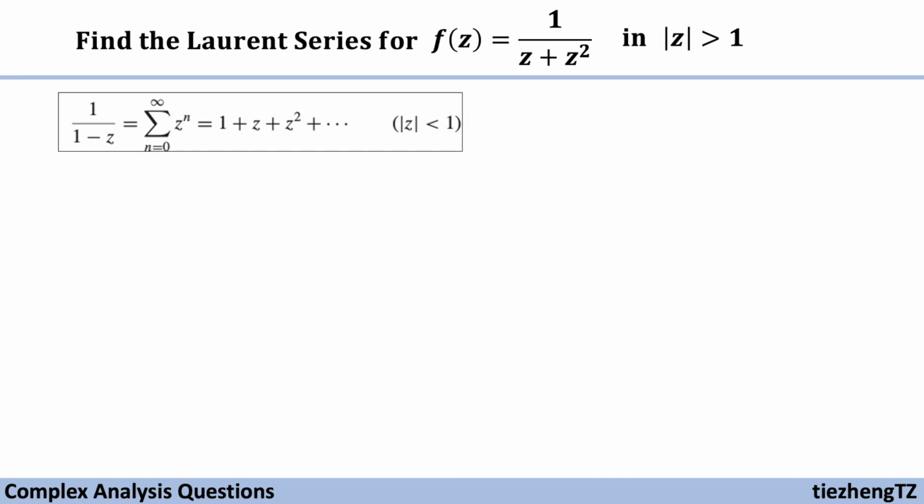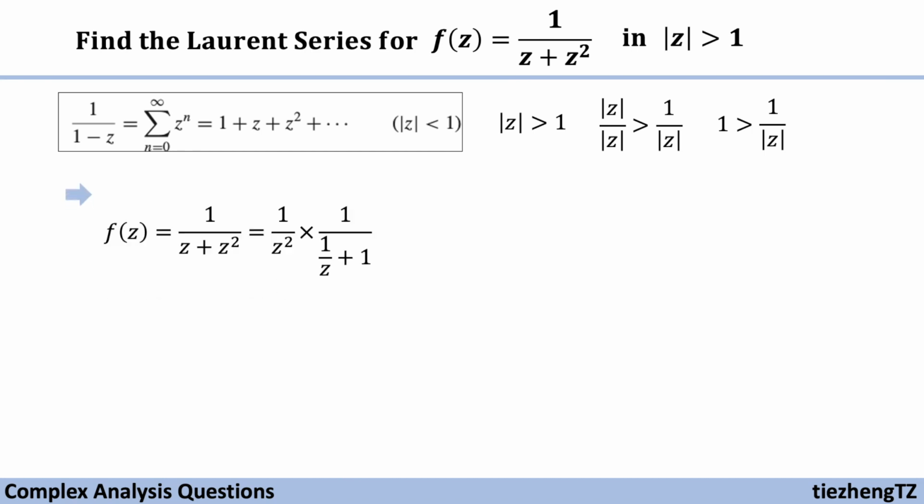But this time, since the given domain is larger than 1, we have to make this so-called z value, the absolute value of z, less than 1. And this is what we are going to do. So from this given condition, let's just divide both parts by the absolute value of z. So we know 1 over absolute value of z is less than 1. So we are going to substitute 1 over absolute value of z into this format.